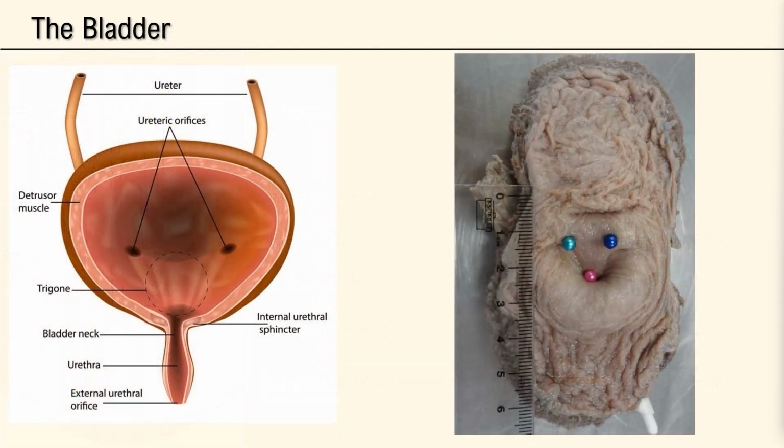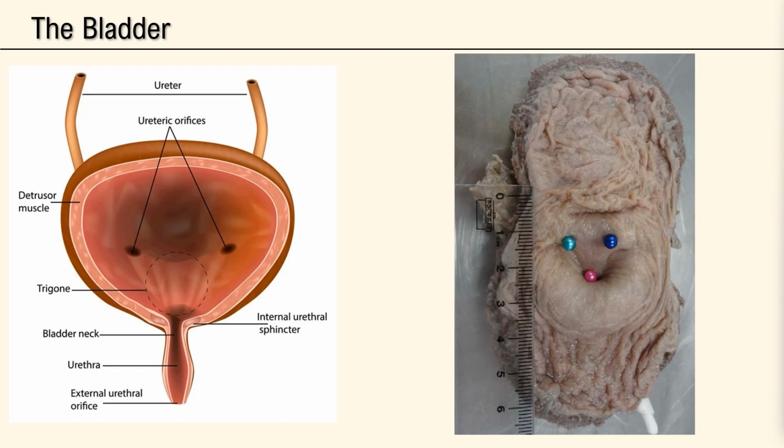The urinary bladder is a muscular sac-like organ located in the pelvic cavity behind the pubic bone. Its primary function is to store urine produced by the kidneys until it is ready to be expelled from the body. The wall of the urinary bladder is composed of several layers of detrusor muscle and connective tissue.